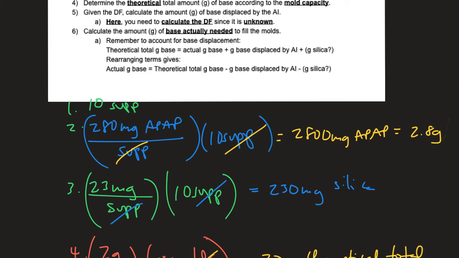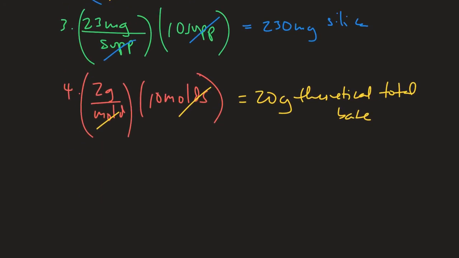Number 5, given the density factor, we'll calculate the amount of base displaced by the AI. But here, we don't know the DF, density factor, so we need to calculate it. Let's see. Whatever, I'll just draw the picture. Here's your mold. Here's your base. Once you add the AI, you're displacing this amount of base to fill it with AI. So this is your medicated suppository.